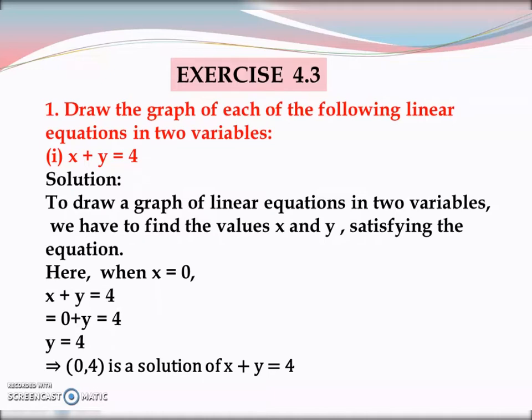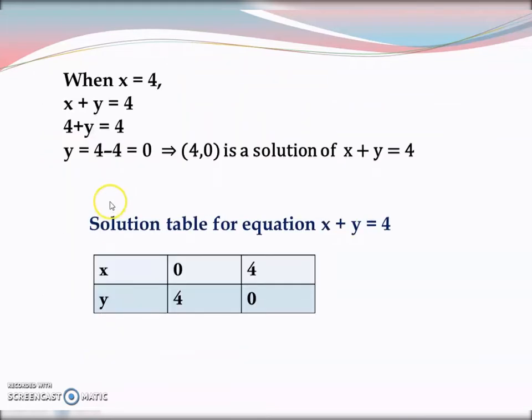So suppose you have the equation x plus y equal to 4. We have to first find solutions. For the first solution, I will substitute x equal to 0. If I put x equal to 0, I will get y equal to 4, because their sum is 4. So if x is 0, then y should be 4. So (0, 4) is one solution. If I put x equal to 4, then I will get y equal to 0. So (4, 0) is another solution. Both of these are solutions of x plus y equal to 4.